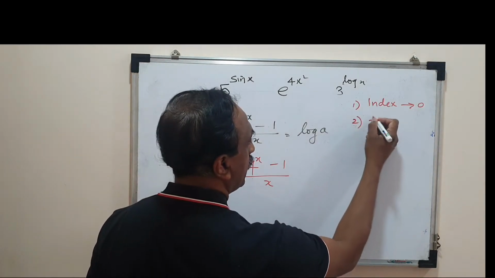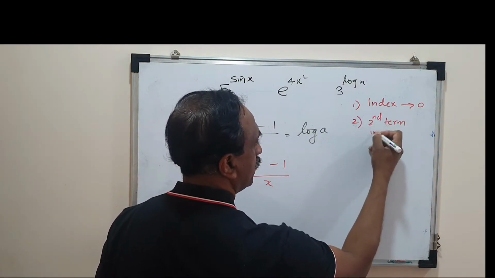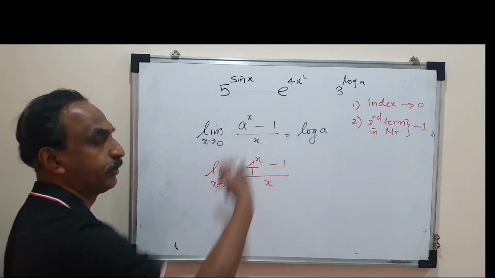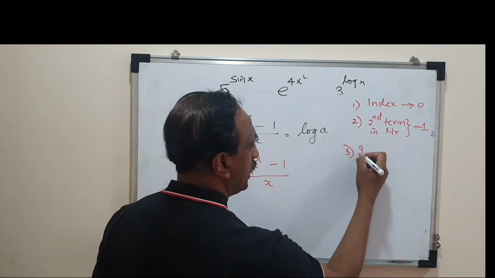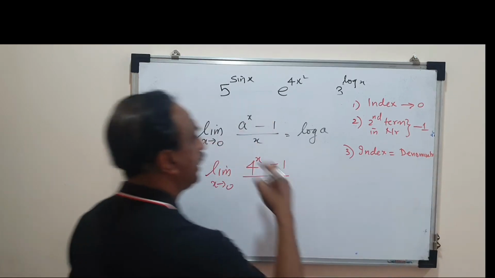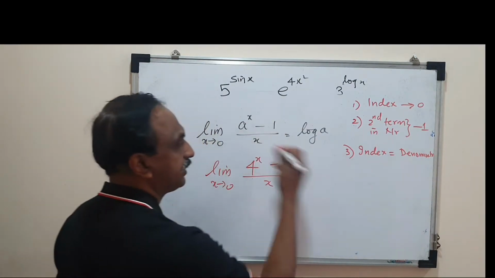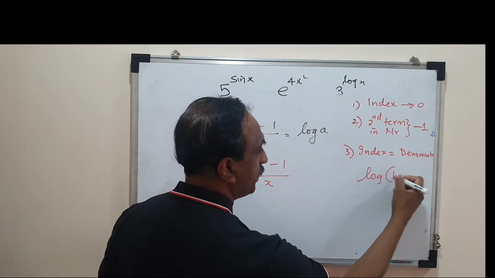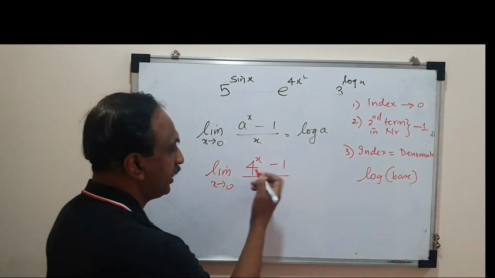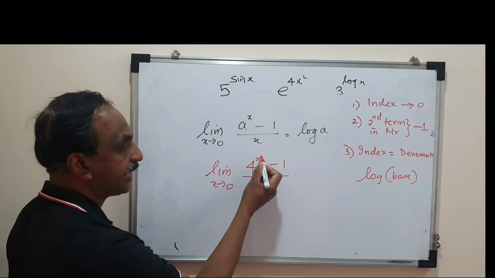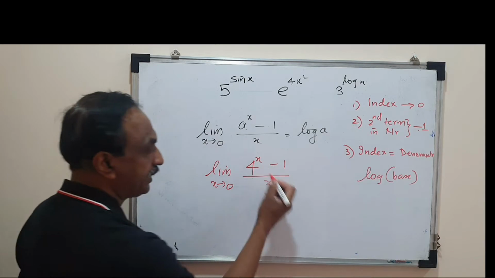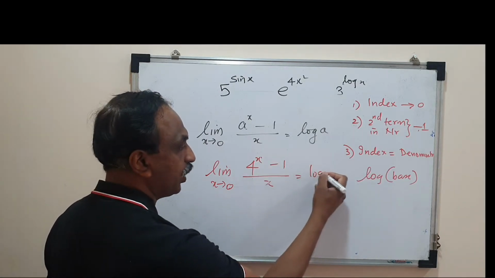Second term in the numerator should be minus 1. Third condition, index should be equal to the denominator. If these three conditions are satisfied, then your answer is log of whatever the base of the exponential term, log of the base. So you can notice that when I'm applying the limit, x is tending to 0. Then second term is minus 1. The denominator and the index are equal, hence my answer is log 4.